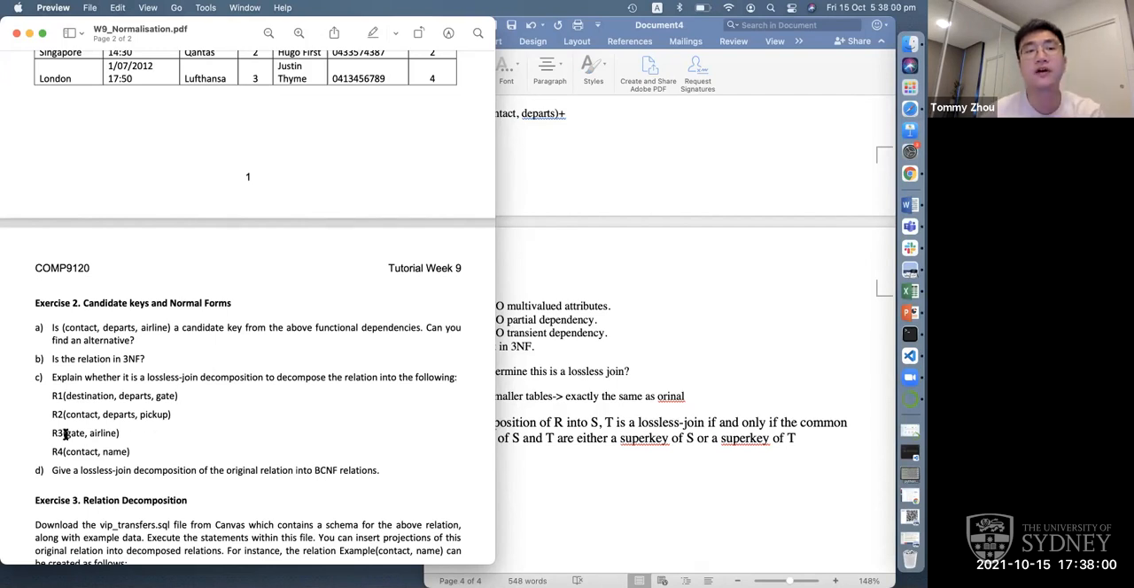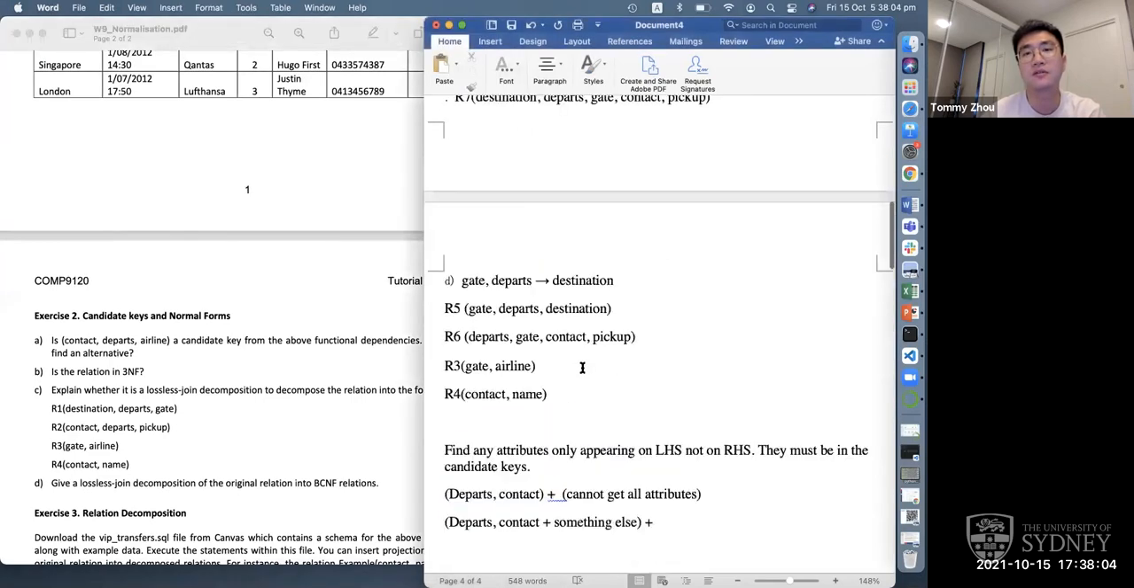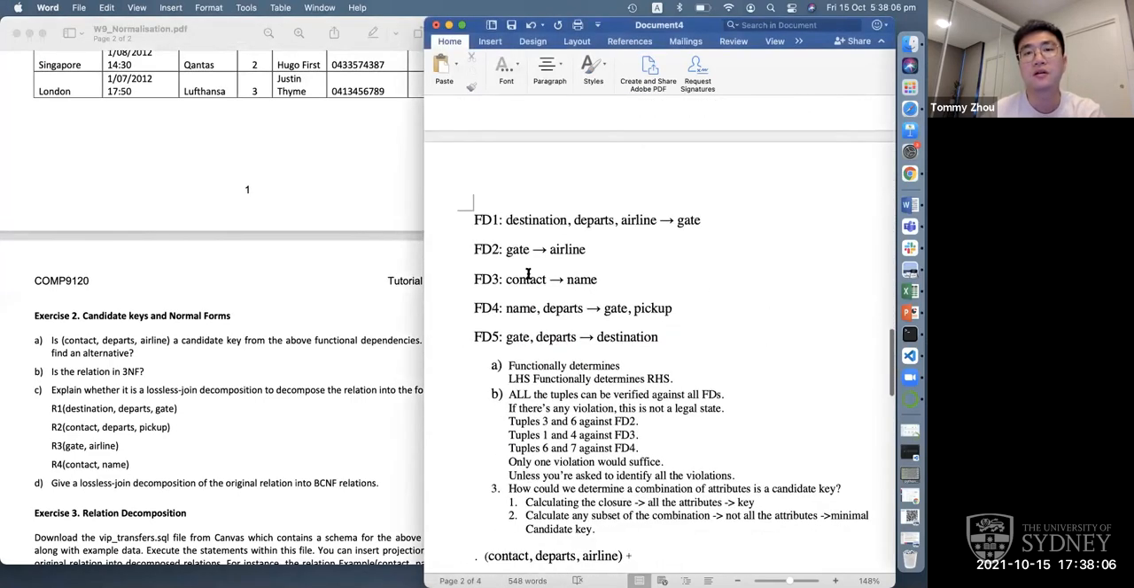We can easily verify R3 and R4. If you look at these two, gate and airline, contact and name: if we remove airline from the original set, we get a smaller table that consists of gate and airline, which is R3. And next, if we remove name from the original attributes, that'll be a combination of contact and name, which gives you R4 as contact and name.